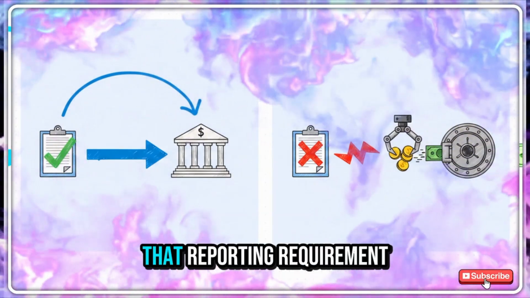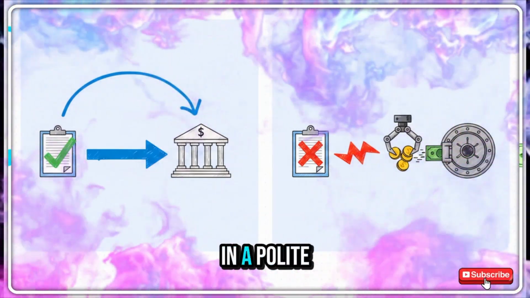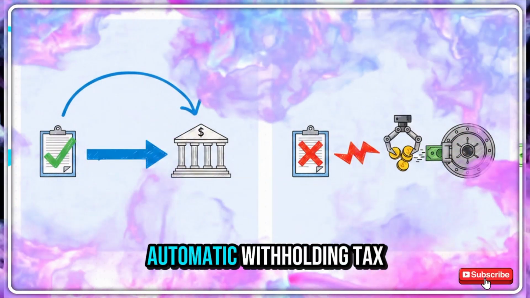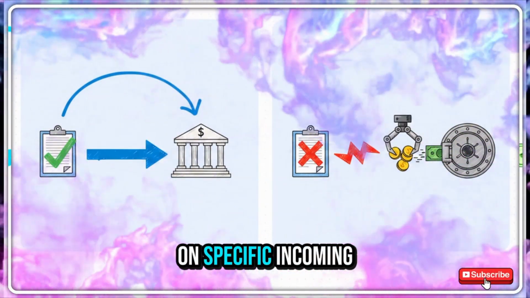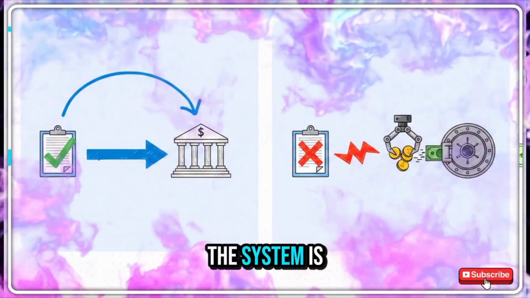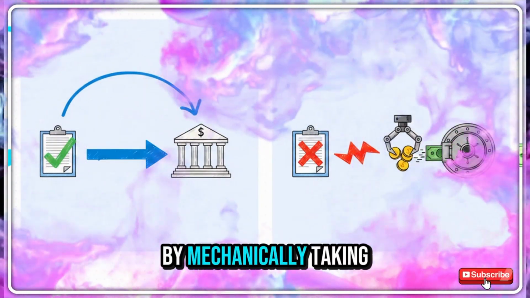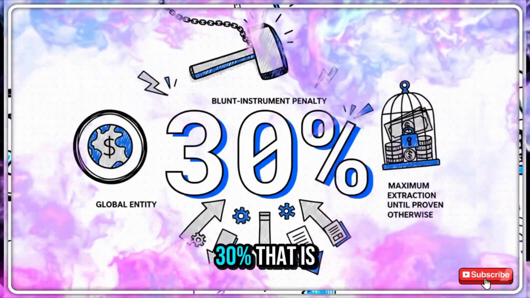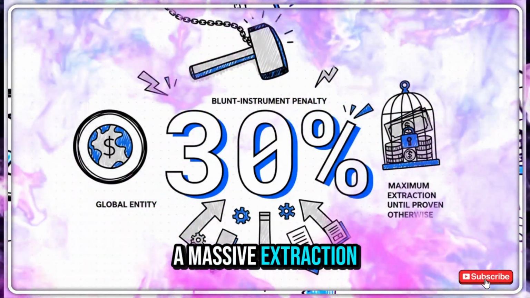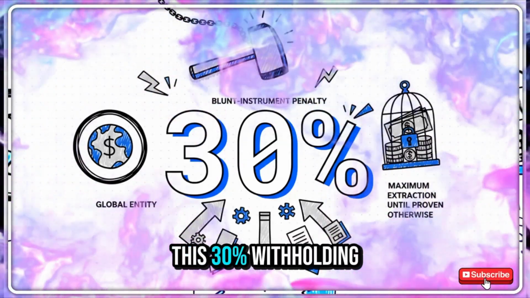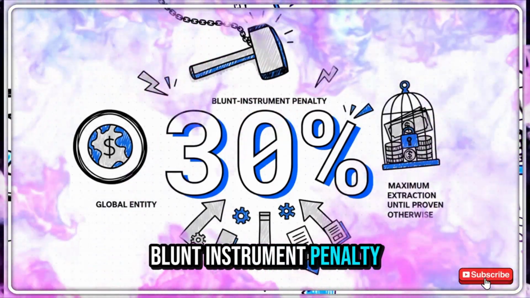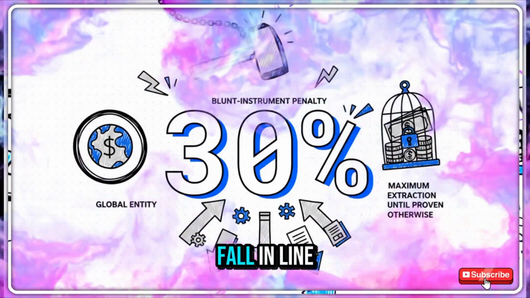Failing to meet that reporting requirement doesn't just result in a polite warning letter. No, it directly triggers an enforced automatic withholding tax on specific incoming payments. The system is designed to enforce itself by mechanically taking your capital before it even hits your bank account. 30%, that is a massive extraction, right? This 30% withholding acts as a forceful, blunt instrument penalty that compels global entities to fall in line with these strict reporting regimes.